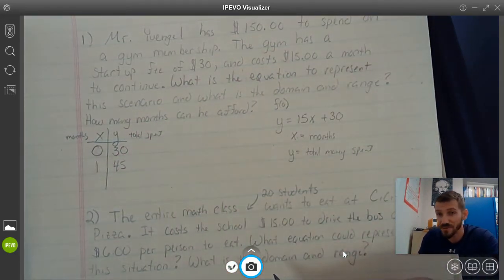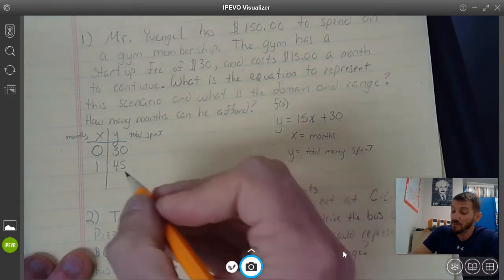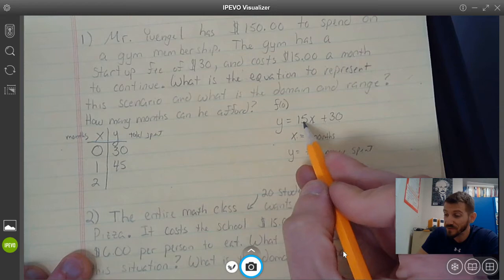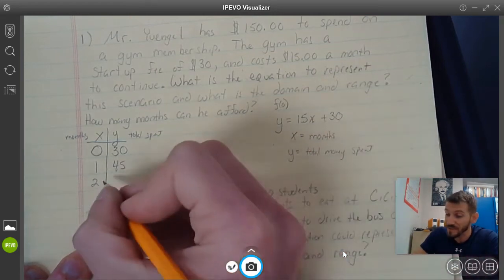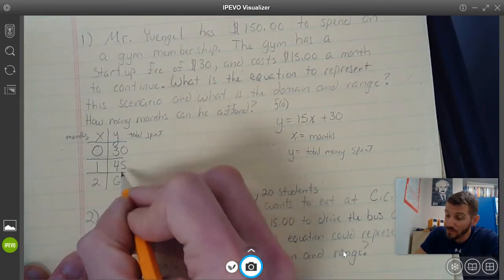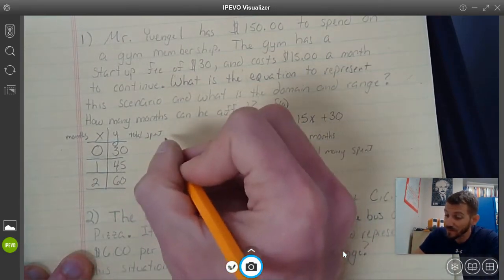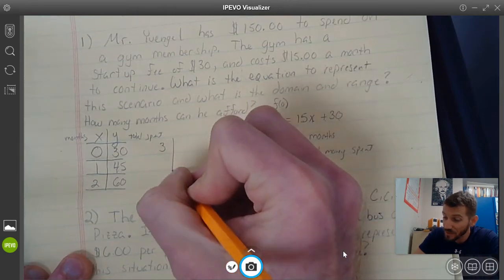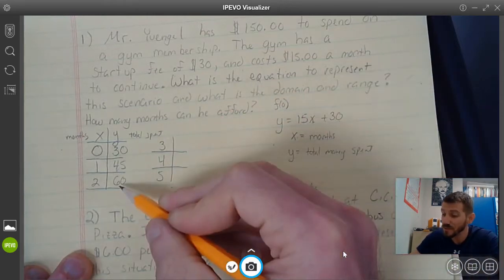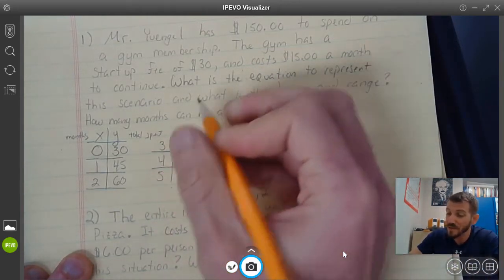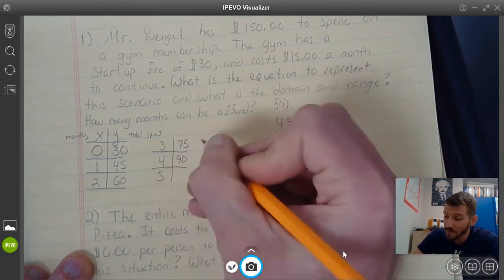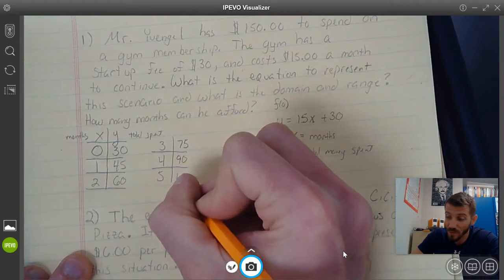We need to keep going with this until we're out of money. So 1 month goes by. 2 months goes by, that's another $15. 15 times 2 is 30, plus 30 is 60, correct? Let's just keep going with it. I'm just going to continue over here. 3, 4, 5. If I do it for 3 months, that would be $75. 4 months would be 90. 5 months would be 105.